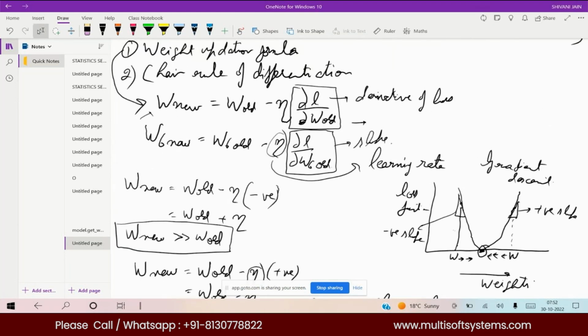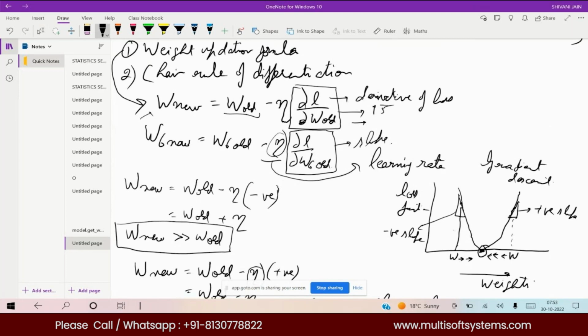Now interviewers generally ask, why do we use this learning rate? What if we remove this learning rate? The answer is simple: in that case the same thing happens. If you remove this learning rate, then this derivative of loss value will be some big value. It can be, let's suppose, 15, 20, 500, any value can come. And you are subtracting that from the weight, so it can be anything.